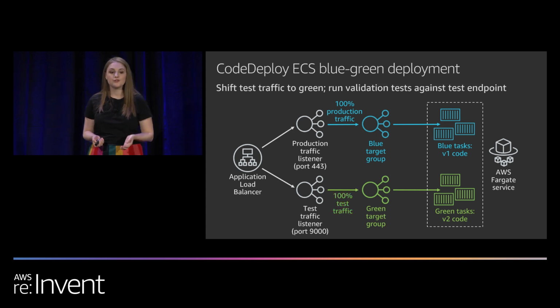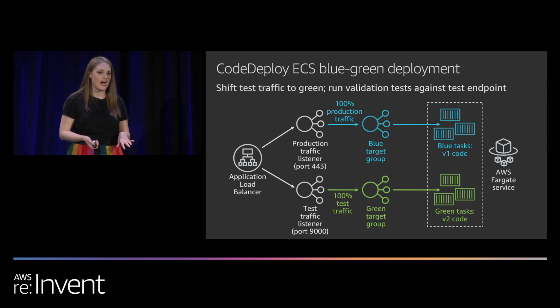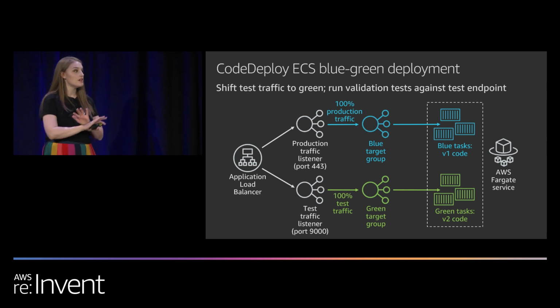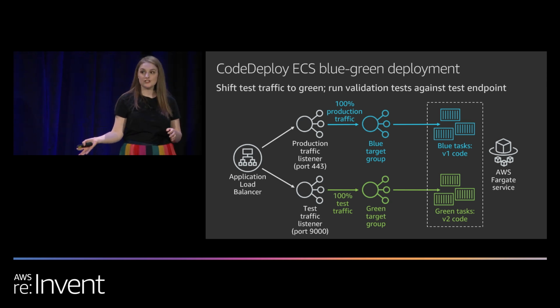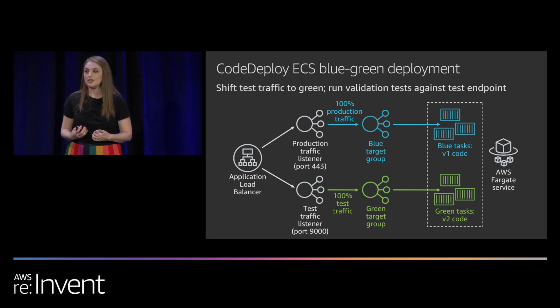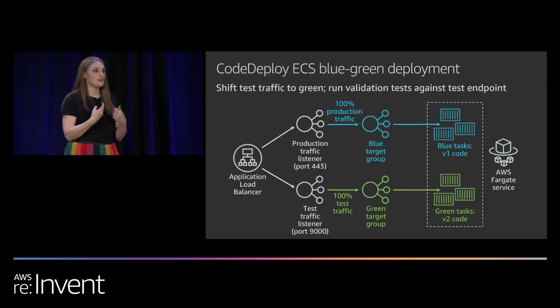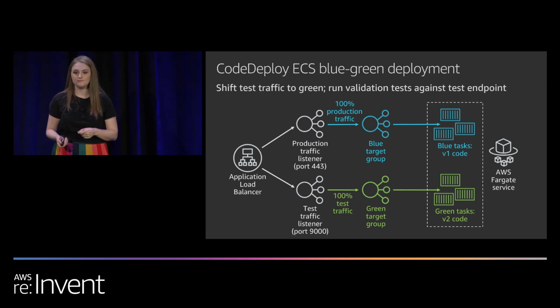And then CodeDeploy is going to shift that test traffic on that port 9000 over to those green tasks. So at this point, production has not been affected at all. If this is a totally bad change, customers never see this change. But we have the opportunity, with our CodeDeploy configuration, to run integration tests against those green tasks on that port 9000.